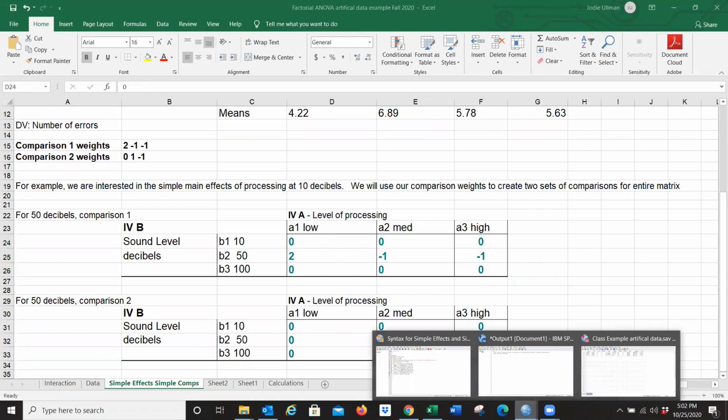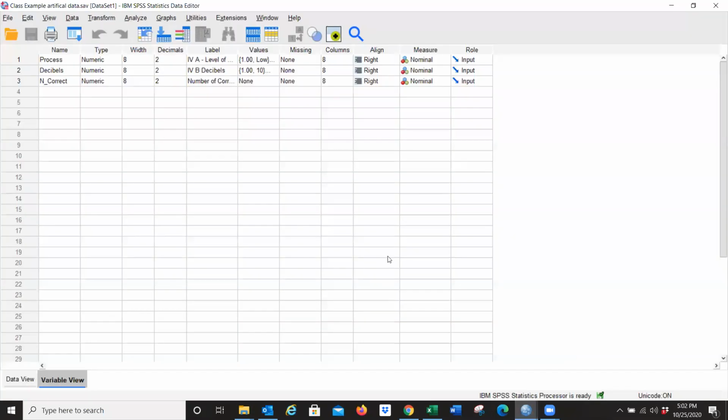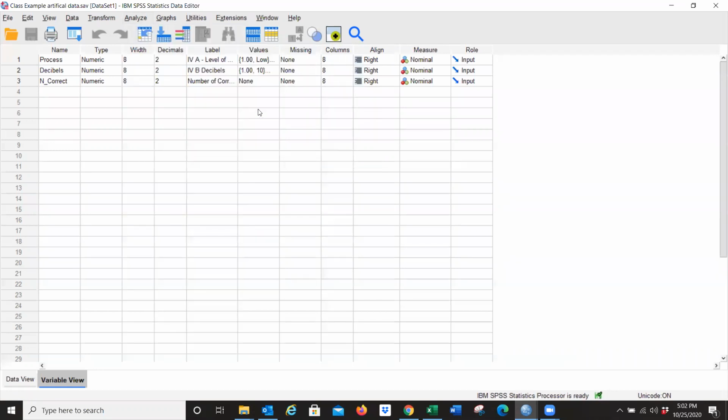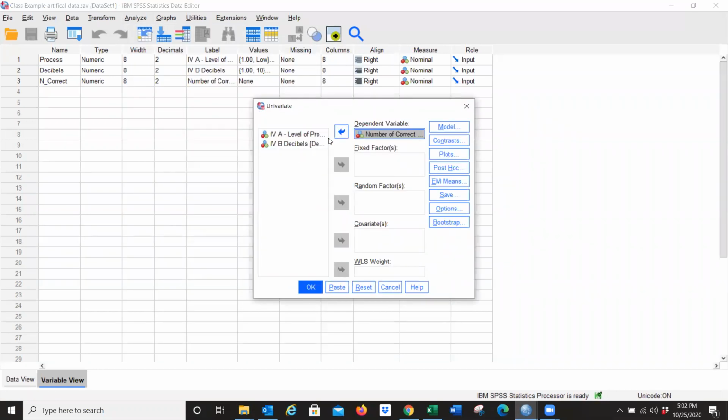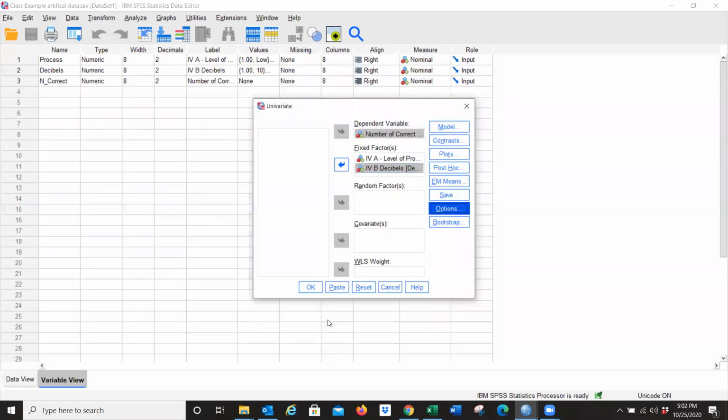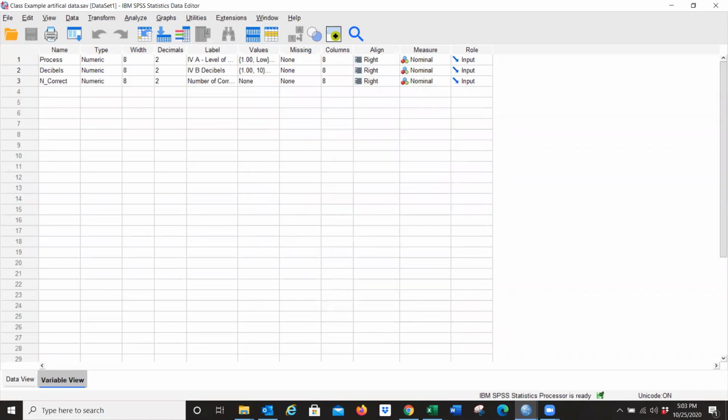So if we go over now to SPSS, and we do our standard, and obviously there's lots of ways to do this, but let's pop over number of correct answers, level of processing, decibels. Again, not critical for simple main effects. I just like to look at these. And then we're going to get to syntax by clicking on paste. You can go directly to syntax if you want to. You don't have to go this way, but this sets up some of it for you already.